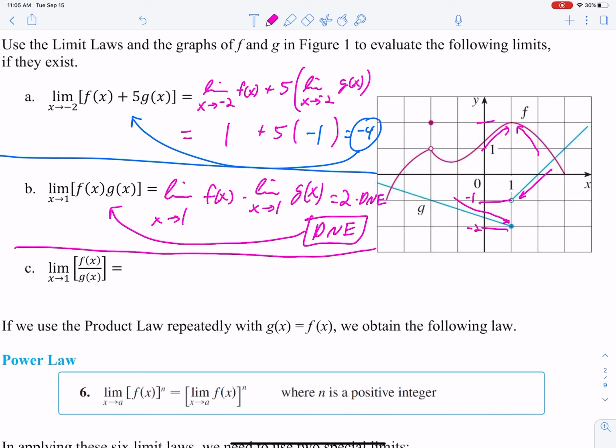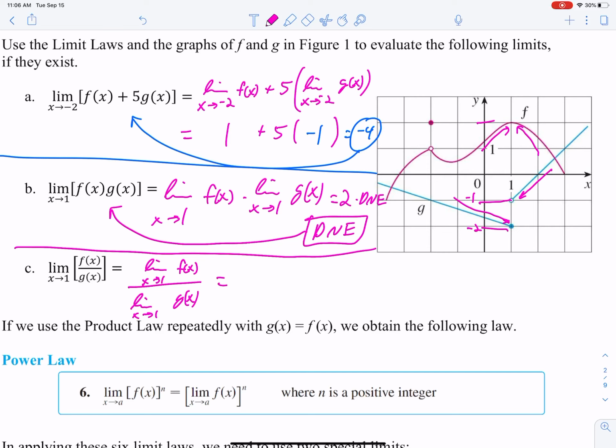It's actually the same thing. We're just dividing now. So limit laws say limit as x approaches 1 of f of x over limit as x approaches 1 of g of x. Again, make sure you write limit as x approaches whatever every single step of the way. It's got to be in there. Otherwise, you don't get full credit for it because it's not mathematically appropriate.